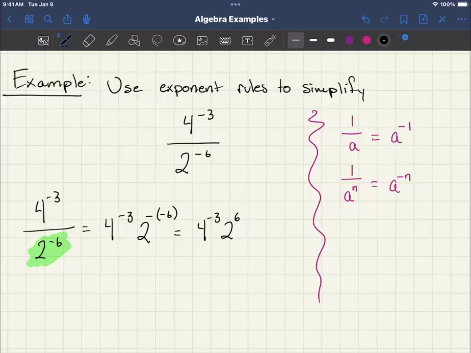Let's also simplify next, and we can look at that 4. 4 is really 2 squared, isn't it? So we can rewrite our 4 as 2 squared.